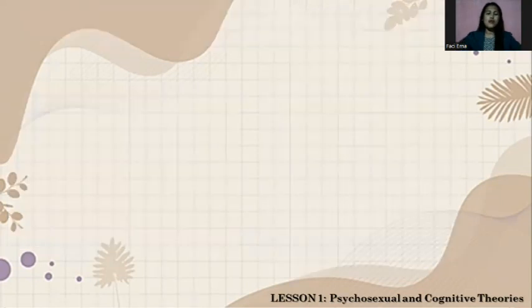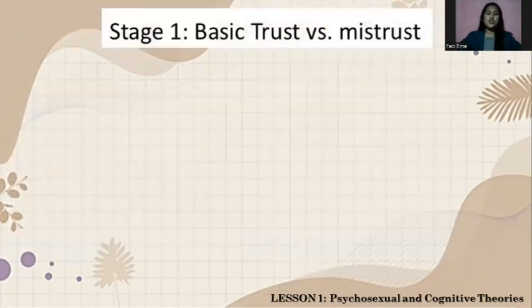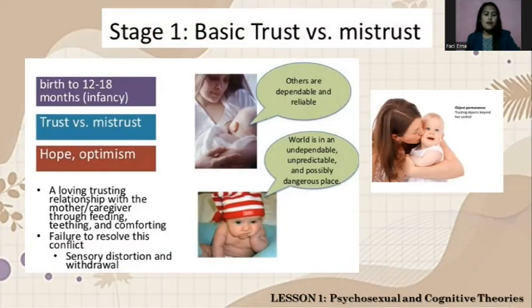So let's begin with the first one, trust versus mistrust. During this stage, the infant is uncertain. He doesn't know things about the world in which they live and looks toward their primary caregiver, the mother, for stability and consistency of care. They are dependent on and reliant on them. And also, it develops hope and optimism.